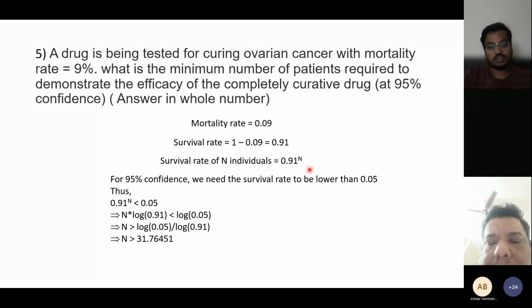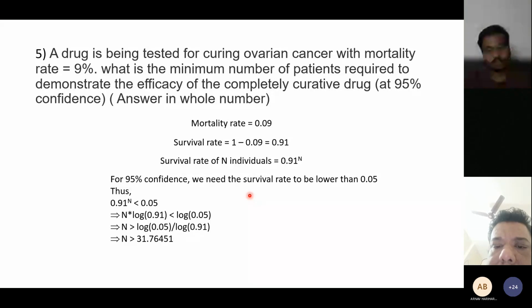So this survival rate is the natural survival rate. It should be less than the threshold for the confidence interval that we are trying to test. So we are trying to test for a 95% confidence interval, so we need the survival rate to be lower than 1 minus 95%. If the survival rate is less than 0.05, that means less than 5% of the time the people will survive, so with 95% confidence, we can say that someone who has the disease will die.